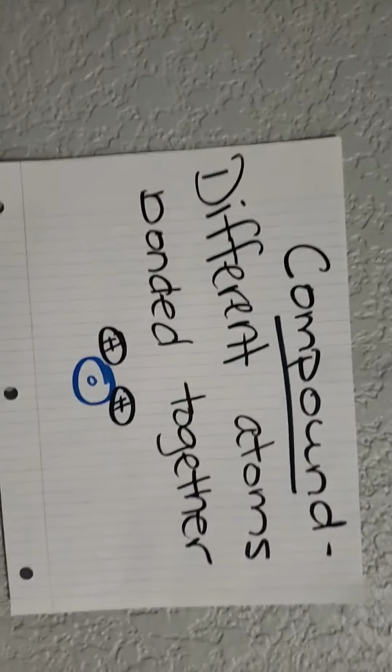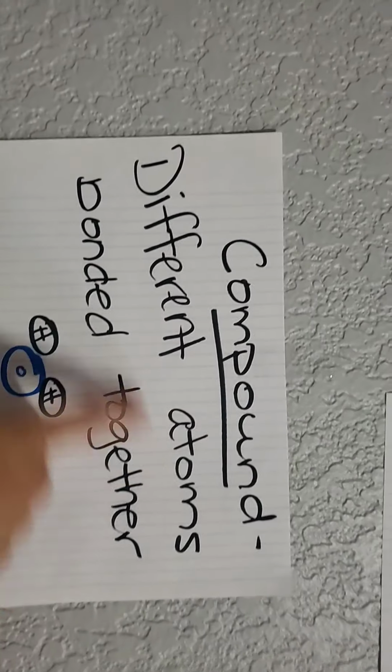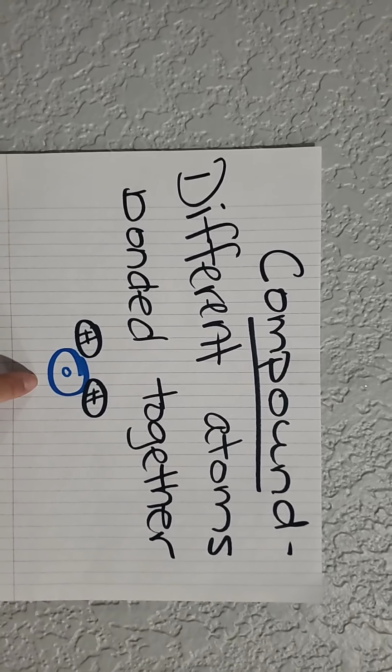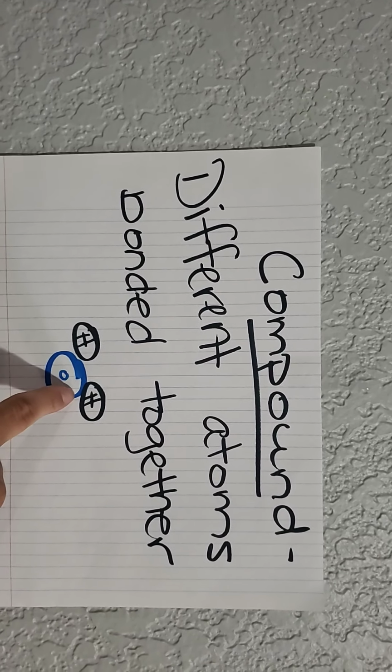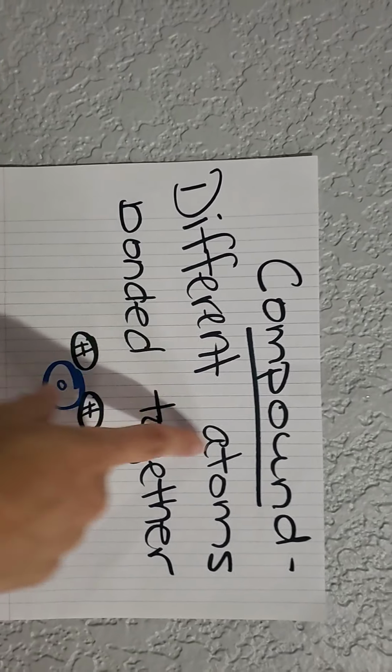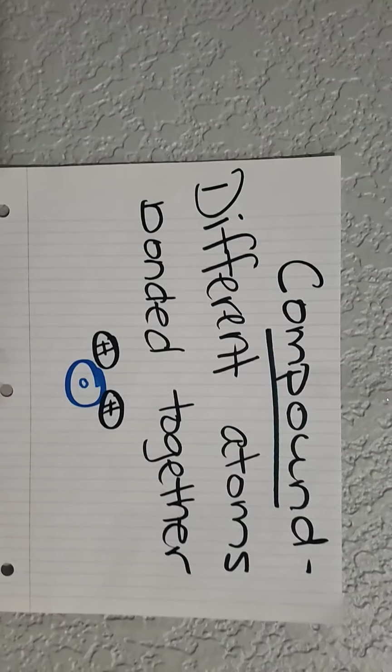Now, if we want a compound, this is where we have different atoms bonded together, okay? This right here, we have oxygen and 2 hydrogens. Hydrogen and oxygen are not the same, so they're different, so we get a compound. This is water.